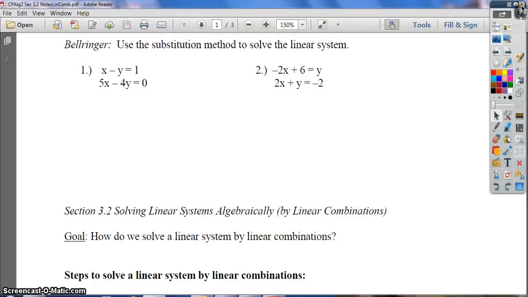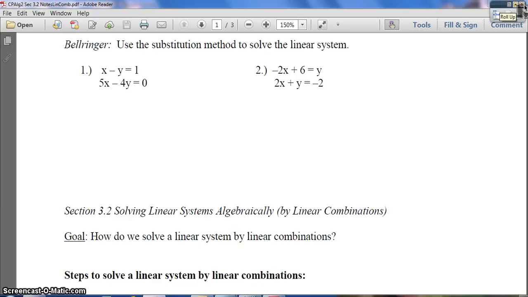Welcome back. We're going to do linear systems, or linear combinations. Yesterday we were doing substitution. Okay, so it says substitution method to solve this linear system.